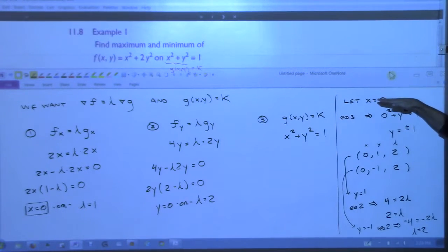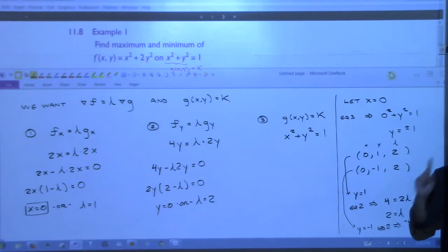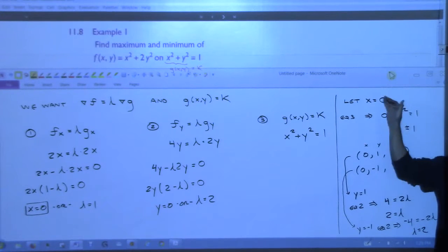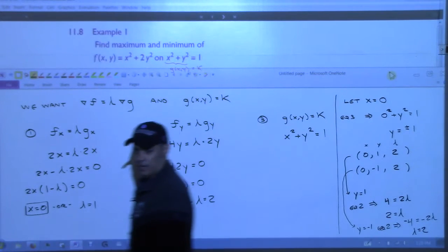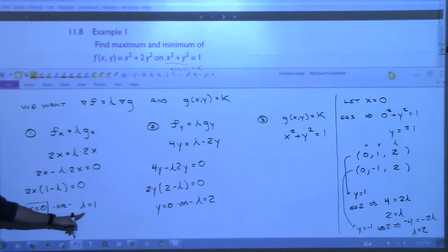All of this, everything that I put down on paper, is all under the assumption that x was 0. If x is 0, here's the result. Do you all agree? Okay, now let's take a look at the next possibility. I could do lambda as 1 now, couldn't I?